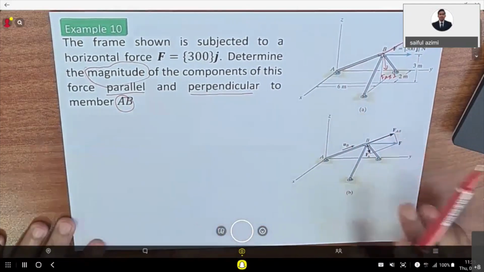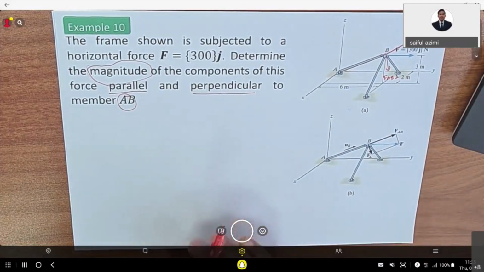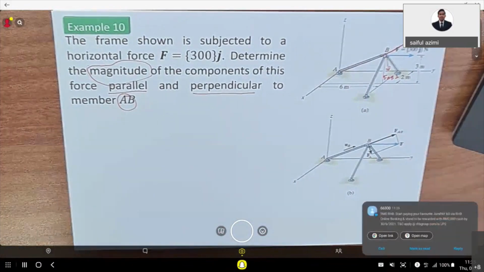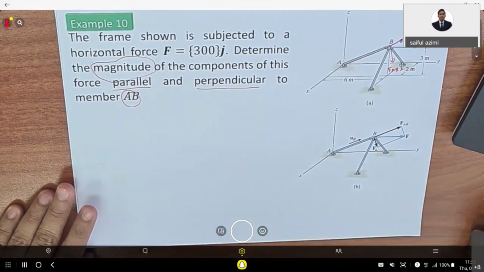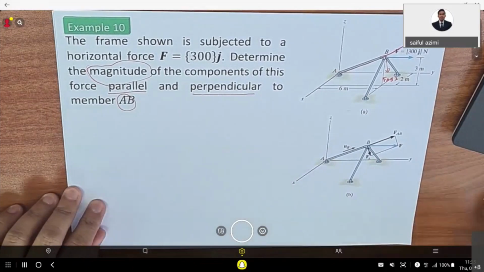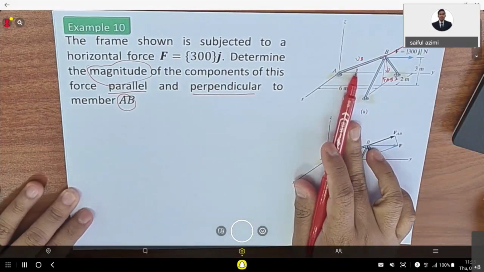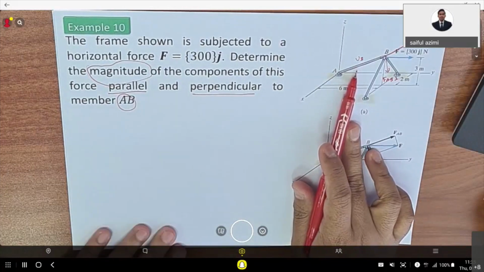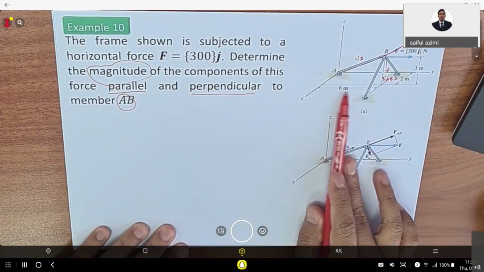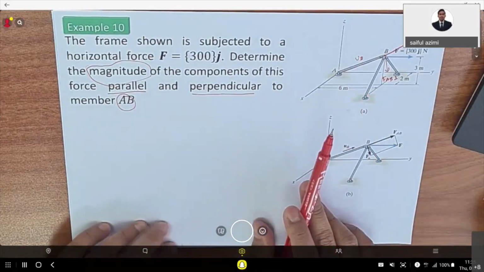Right. So the magnitude of the component of F along AB is equal to the dot product of F and the unit vector UAB, which defines the direction of AB. So right now, we want to find the unit vector first. This question is already given the position, so we can use the position vector to find the unit vector.